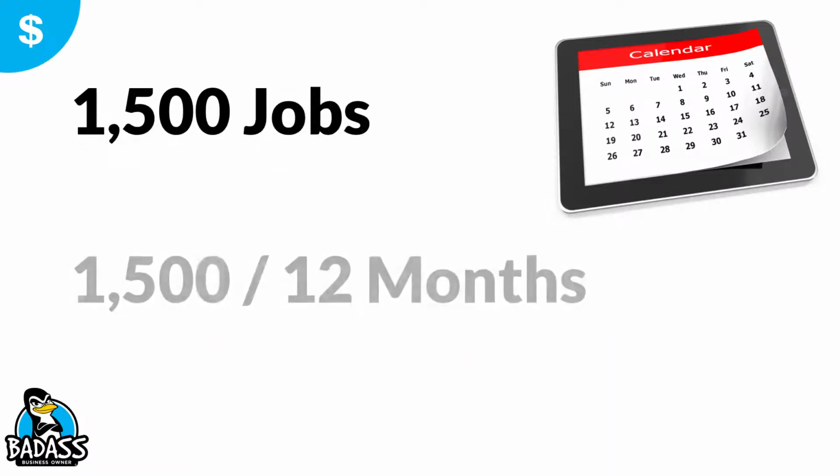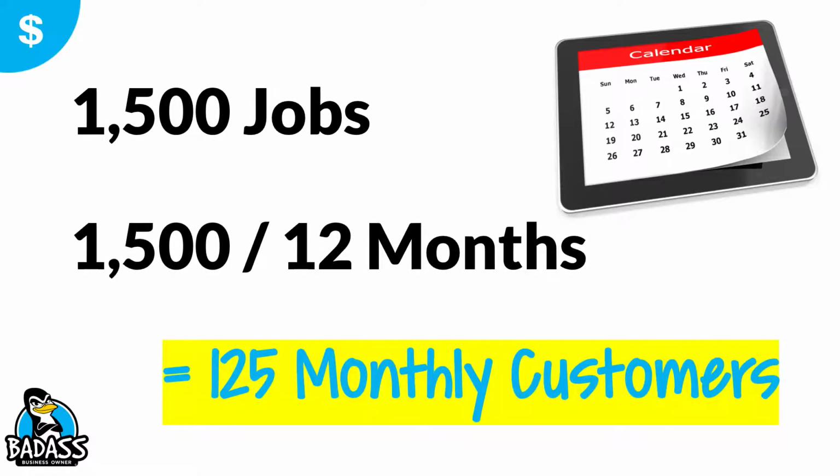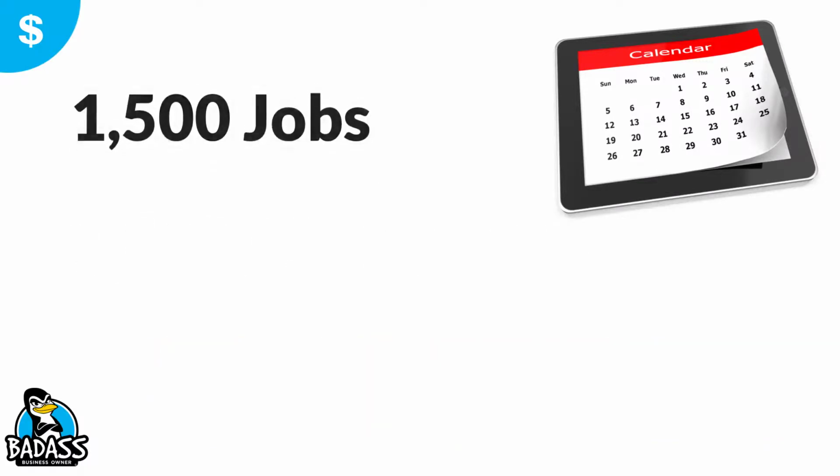So let's keep breaking it down. Okay, there's 12 months out of the year, which means you need to do 125 monthly customers. I promise you when I set this example up, I did not know it was going to end up being the same number. So 1,500 jobs over 12 months, that's going to be 125 monthly customers. You're going to do the exact same math.